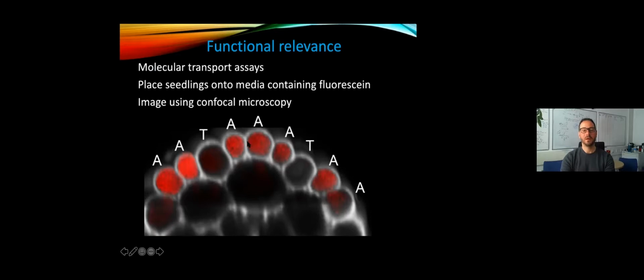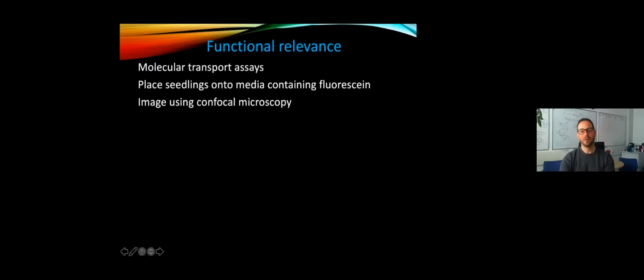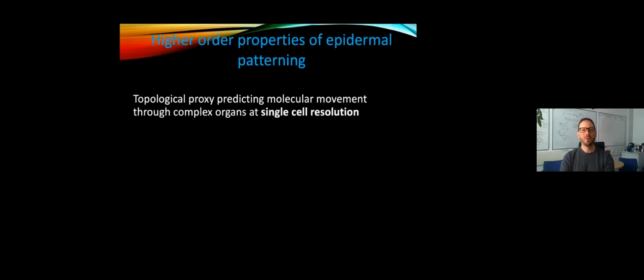Because these cells are lying upon more shortest paths, these represent a more rapid conduit for the movement of this fluorescent molecule than these. So despite the fact that these cells are involved in uptake, these cells are actually better at transport. So what we have identified here is a topological proxy, which is betweenness centrality, which predicts molecular movement through complex organs at single cell resolution. So we can take a network of cells and do this network analysis and predict exactly where the molecules are going to move through the tissue.